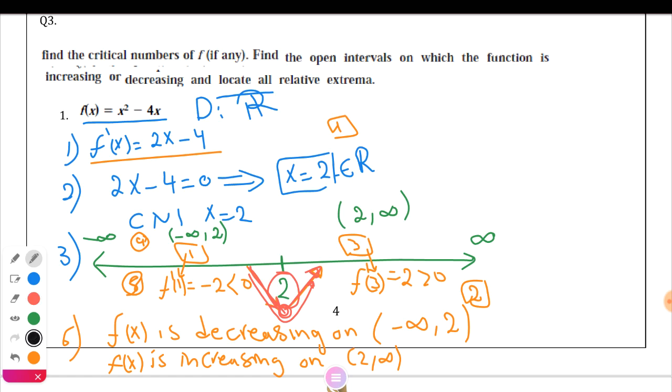In this case, I will write f(x) has what?